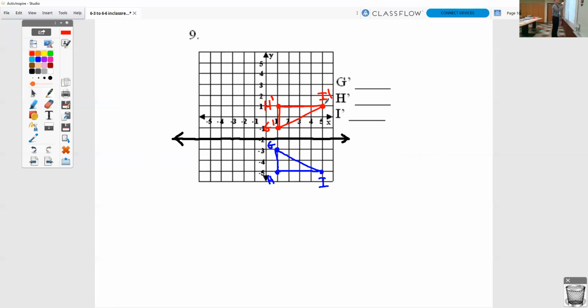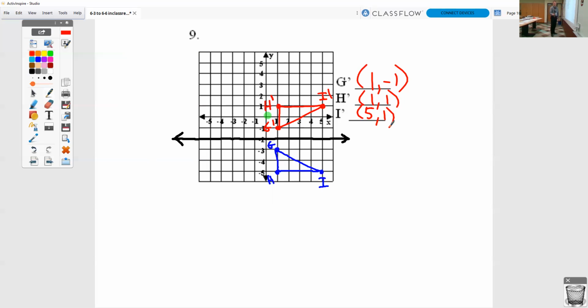Connect the dots. There's your flipped opposite mirror image. Remember, it needs to be able to fold right along that line and those two triangles to match up perfectly. So doing your coordinates, you always start from right in the middle at 0, 0. G prime is over to 1, down to -1. H prime, over to 1, up to 1. And I prime, over to 5, up to 1.